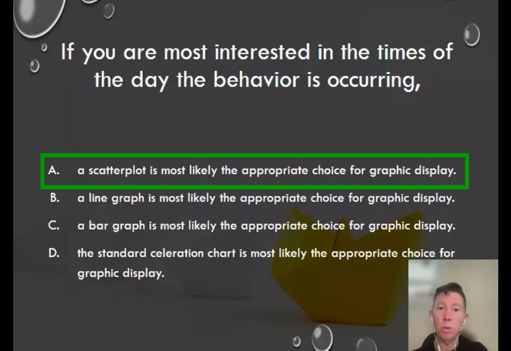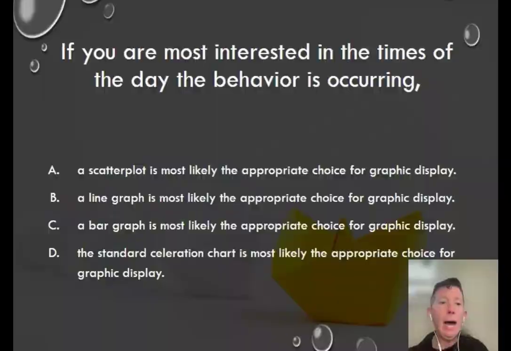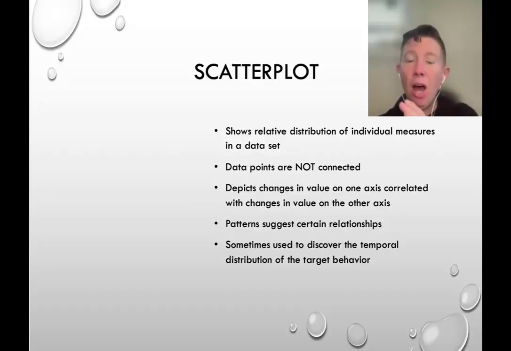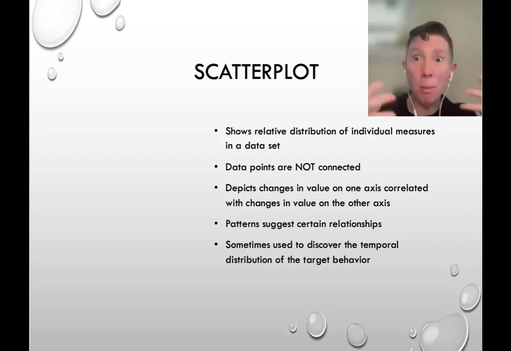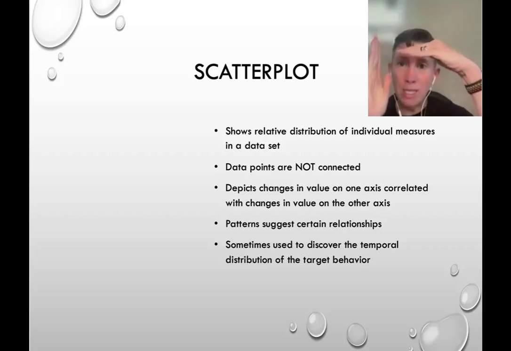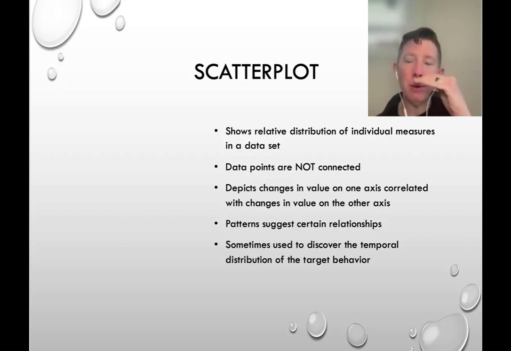A scatter plot is most likely the appropriate choice for graphic display. A scatter plot shows the relative distribution of individual measures in a data set. But unlike bar graphs that give us a summary of data based on specific components, and unlike a line graph that gives where each data point is, like, what was the dependent variable at this time? A scatter plot says, what is one variable at a different variable? Which makes it super flexible, because we're no longer tied to just time. So data points are not connected.